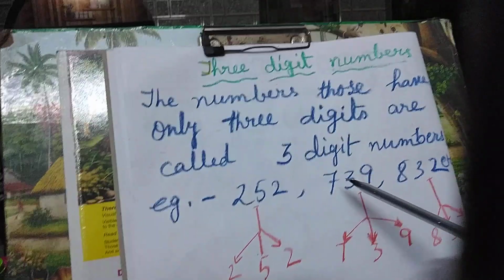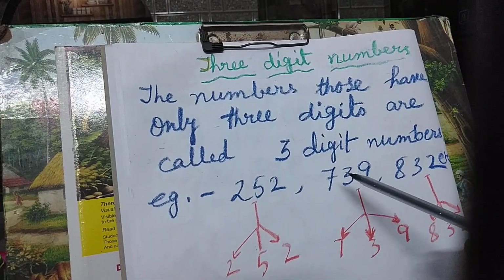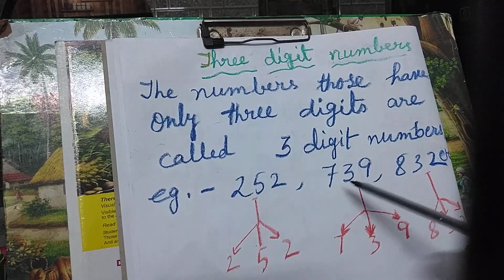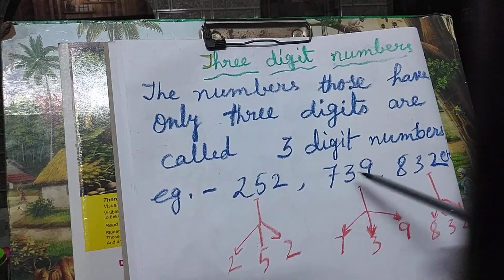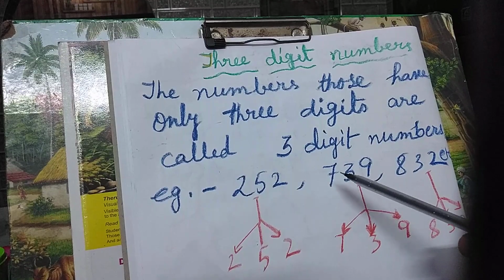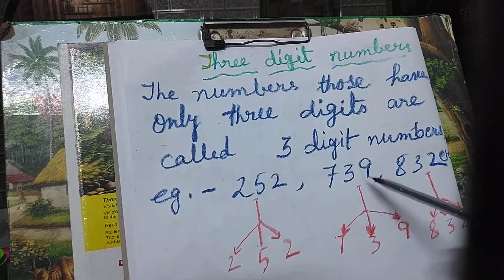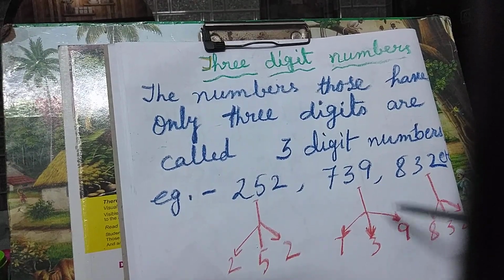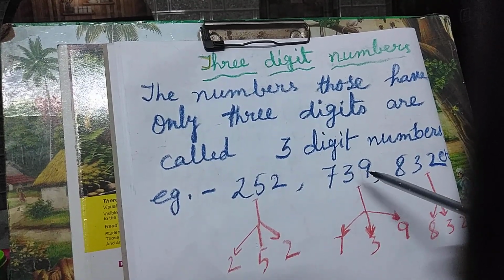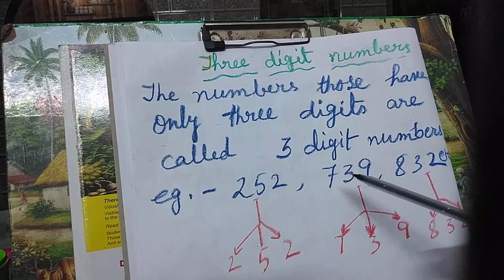See children, in this number, that is in 739, how many digits can we see? We can see 3 digits. The first digit is 7, the second digit is 3, and the third digit is 9. So 739 is a 3-digit number.